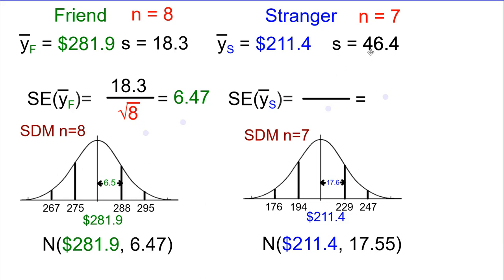All right, same thing with the stranger. We take our larger standard deviation, because there was a much larger variation in offers for a stranger, and divide by our smaller sample size. So this is definitely going to have a much larger standard error for the sampling distribution model, and that shows up here as well.